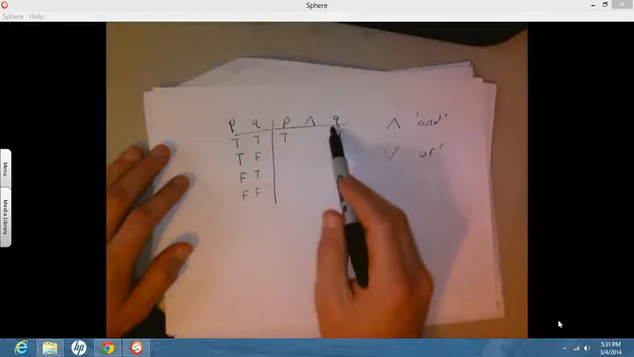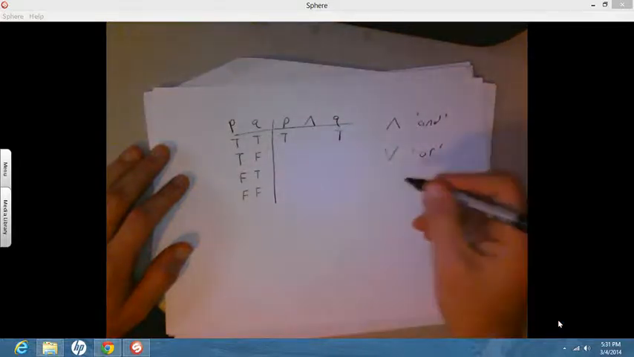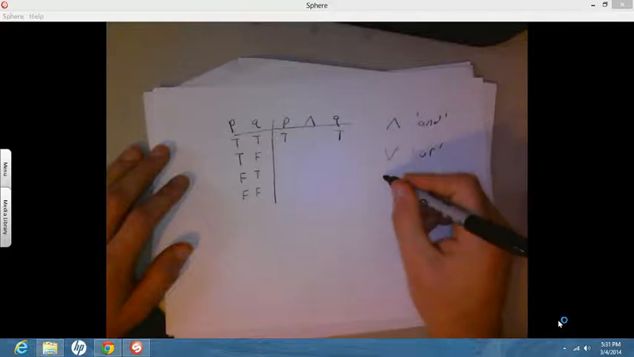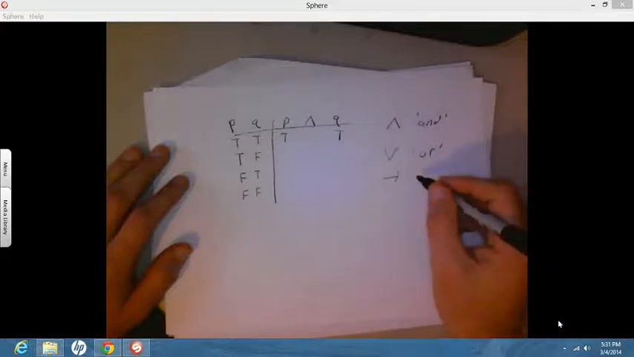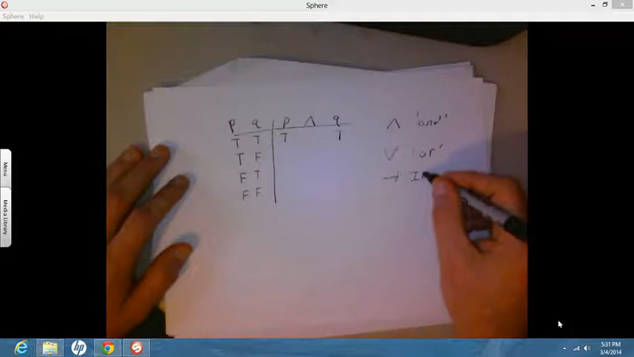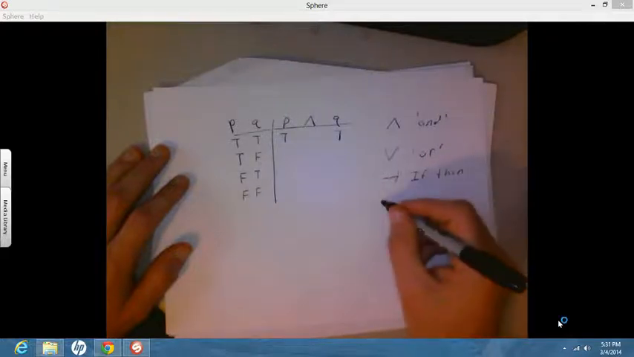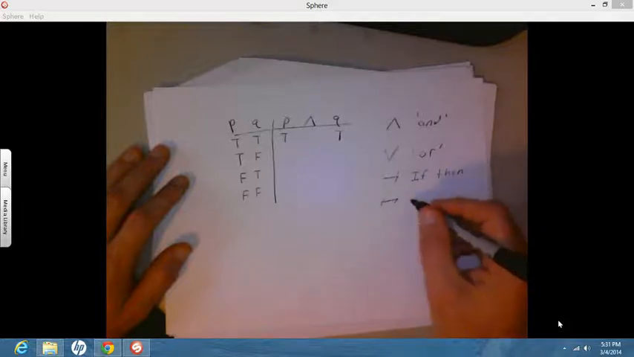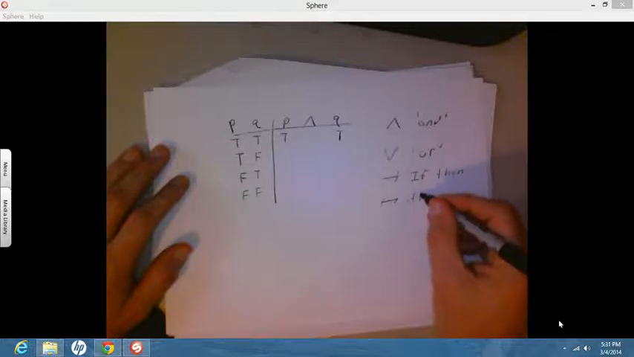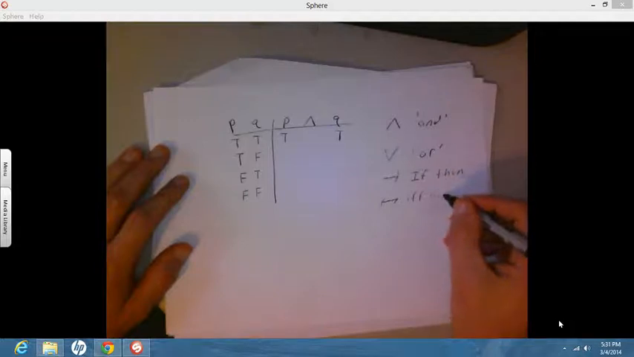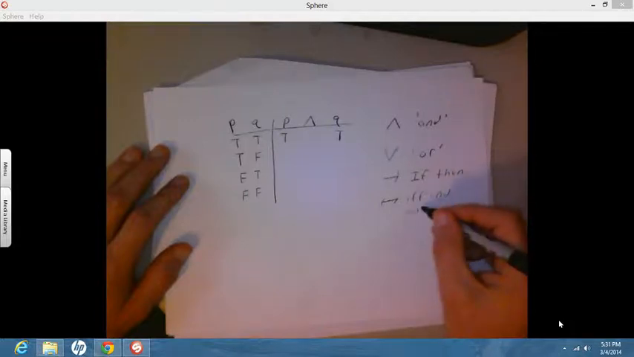We're going to have a conditional, which is going to look like this, and that's going to be if A, then B. It's going to be an if-then statement. If A, then B. And then the last one we look at is called the biconditional, which is this. And that one we say if and only if.